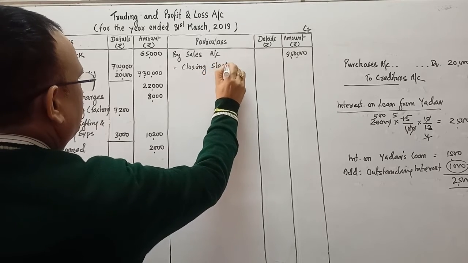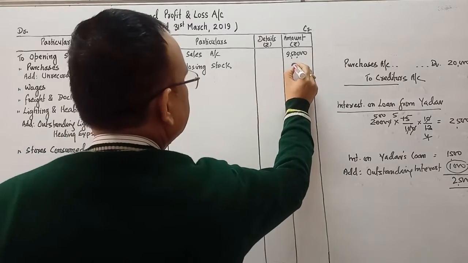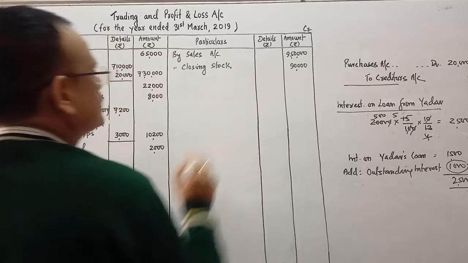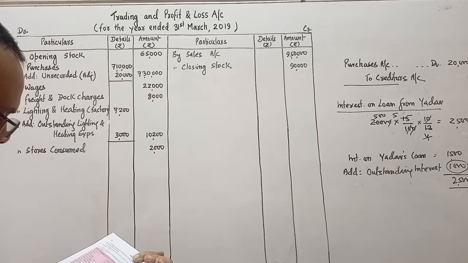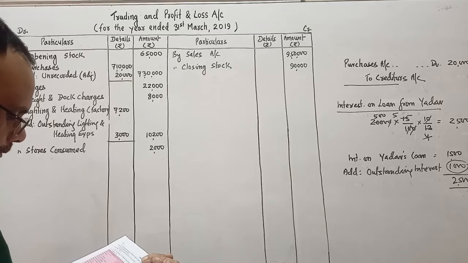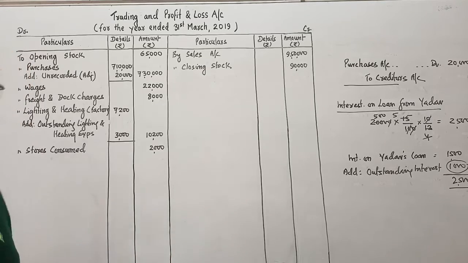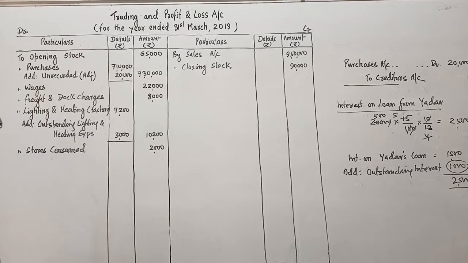You see the closing stock is how much? 90,000 is the closing stock.